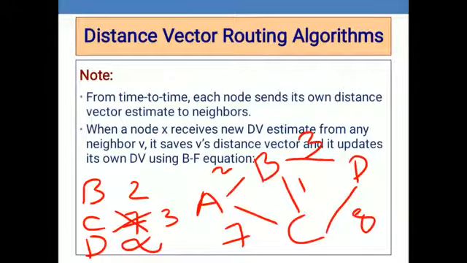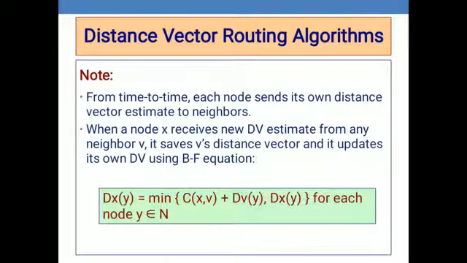So how is this shortest distance value obtained? By using the formula called the Bellman-Ford equation. By using the Bellman-Ford equation, we will find the values. So here, d of xy is equal to min over v of c of xv plus d of vy. For each node y, by using this equation, we will find the values. We need to find the minimum value.